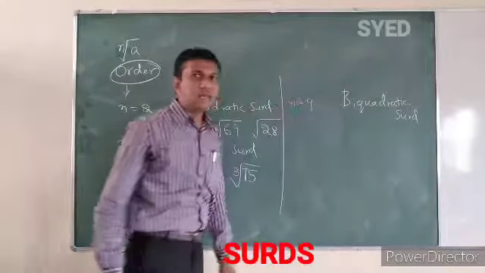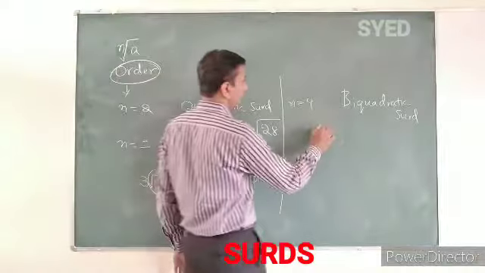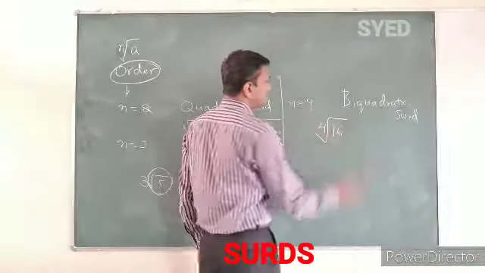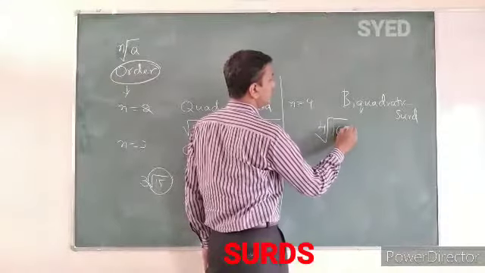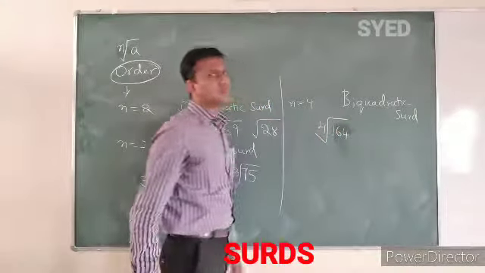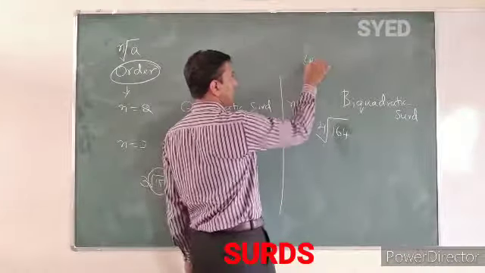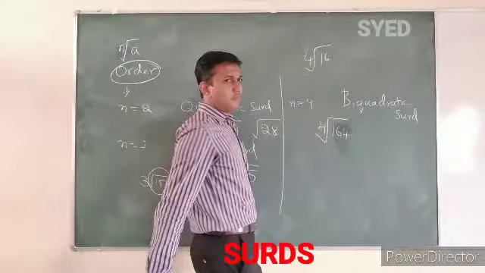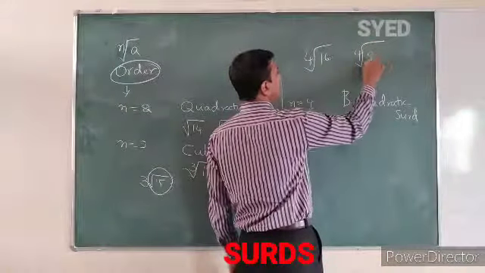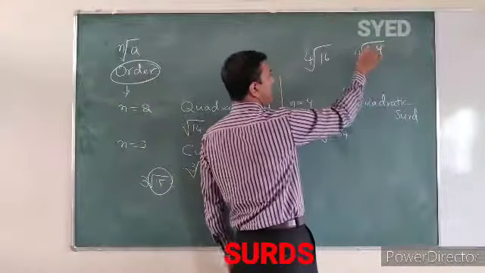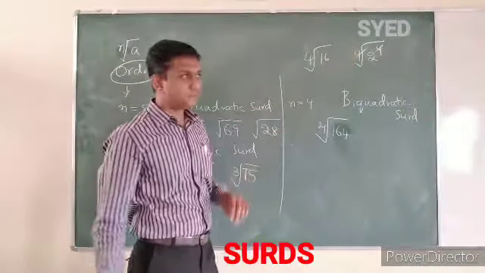Then it is called a biquadratic surd. Example, 4th root 16, not 164, 4th root 16, because 4th root 16 you can calculate as a 4th power. How? 4th root 16 is nothing but 2 power 4. The 4 and the 4th root get cancelled, and we get 2 as the answer. Okay.